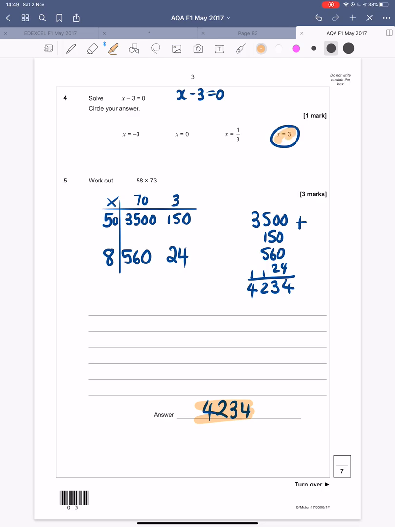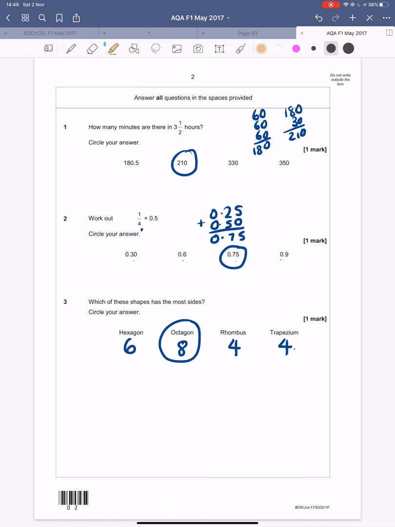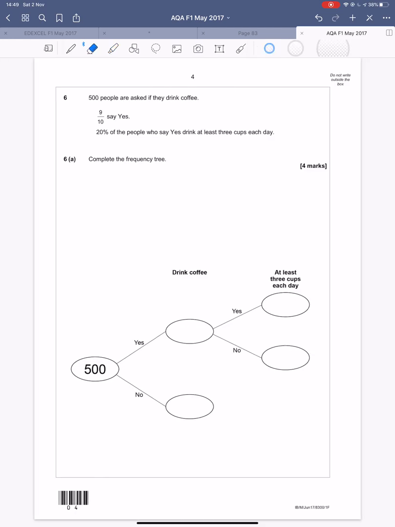Let's put these in. The reason I do that is because if people just want to see the answers, they can just look for the screen with the blobs on it.